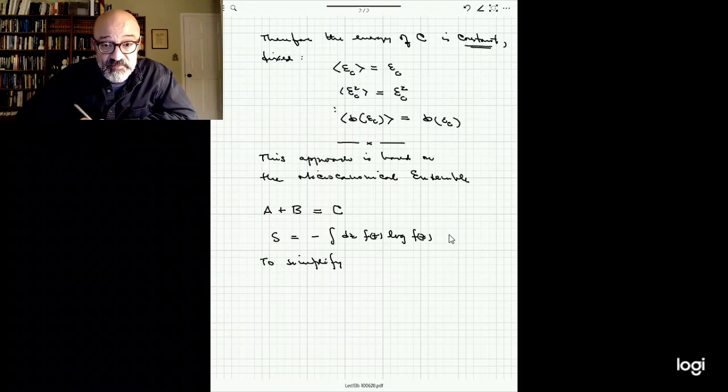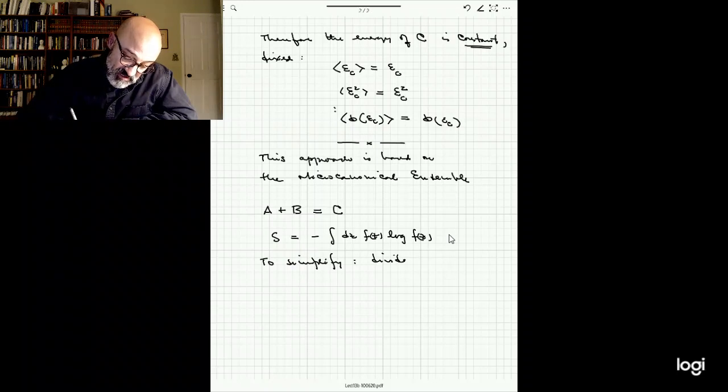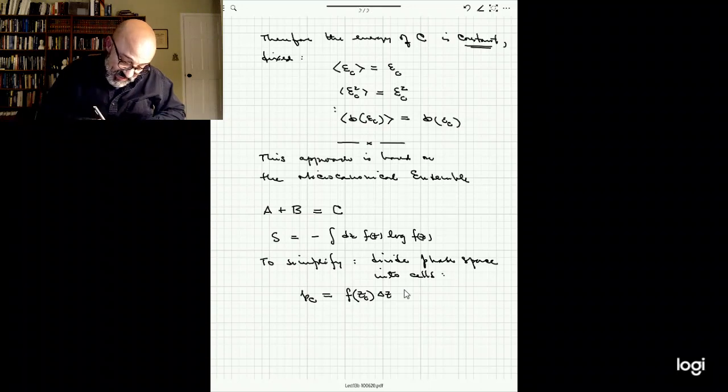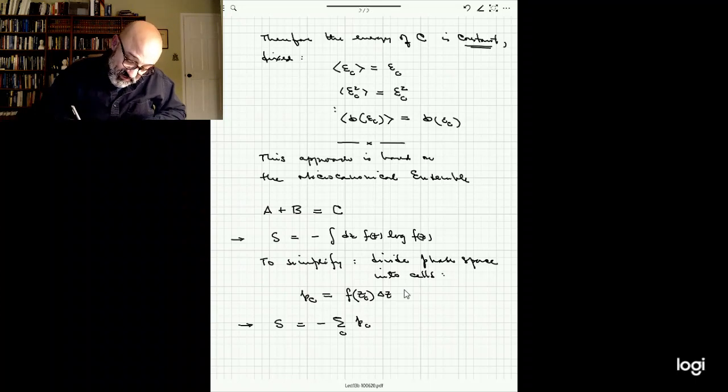What we're going to do to simplify, this is not strictly necessary, but to simplify the discussion, we're going to divide phase space into cells, and the cells are going to be such that the probability of a particular cell is the probability density in that cell multiplied by the volume of that cell. And so instead of maximizing this entropy, we can write this as maximizing the entropy over this discrete probability distribution over the cells. Very good.